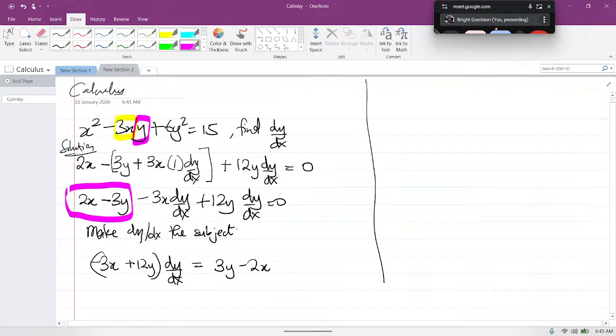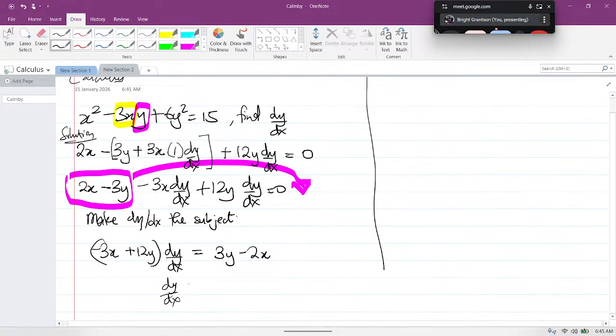Let's move all of them to the other side. So dy/dx equals 3y minus 2x all over negative 3x plus 12y. Now we've been able to separate them, and dy/dx is standing alone. So this becomes the final answer. If we can factorize something out, I don't know. I think it's okay.